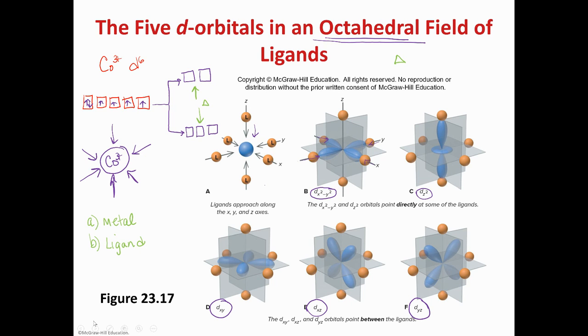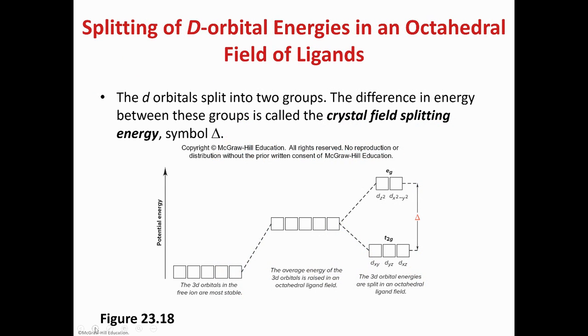Okay, so let's address that. There's some better pictures coming up. So here's my crystal field splitting energy given by that symbol. Okay, and so you have the 5 d orbitals, 3 go down, 2 go up. And this is for an octahedral arrangement. That's all you'll need to know. It's the octahedral one.